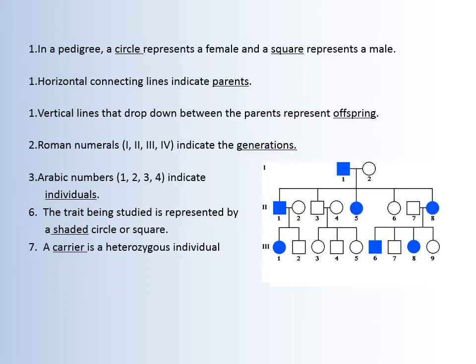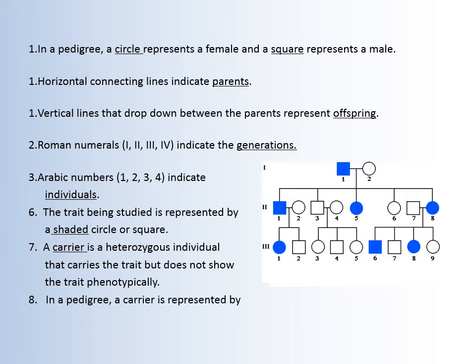Now, you don't see it on this pedigree, but sometimes you might see where a circle or a square is half shaded in. And that would be a person that has the gene but does not express the trait. So they have the gene, but they don't necessarily have the disease or express the phenotype, the trait.